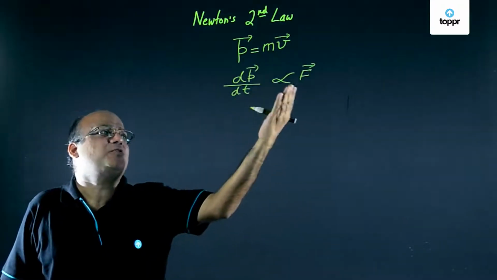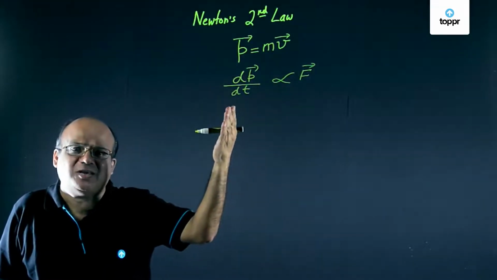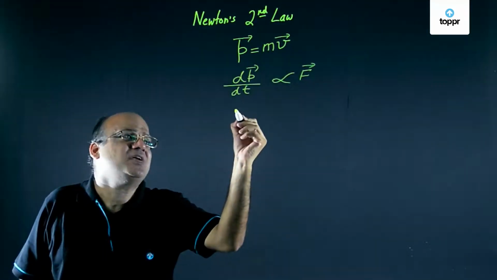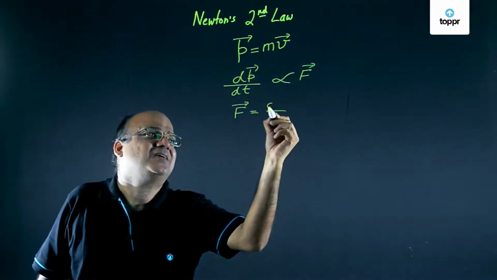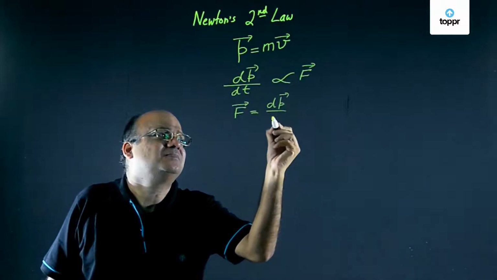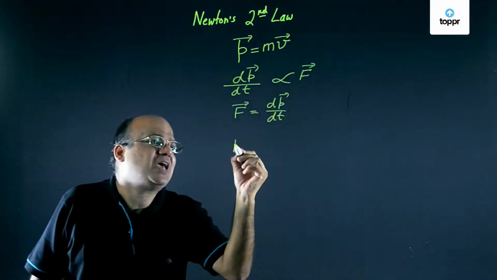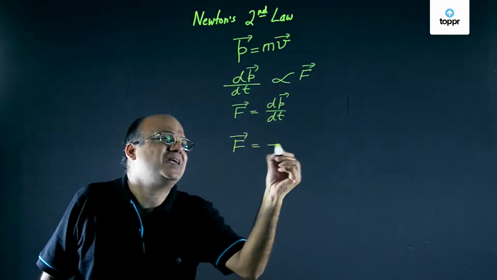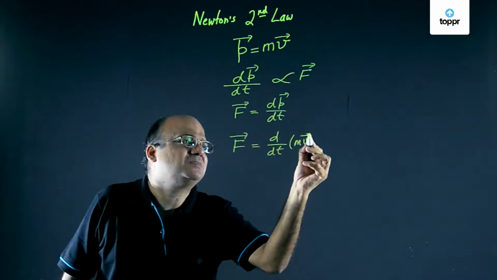If this is proportional to this, it means force will be proportional to dp/dt. In appropriate units, we can write force as dp/dt. Now what is momentum? mv. So we can write F equal to d/dt of mass into velocity.